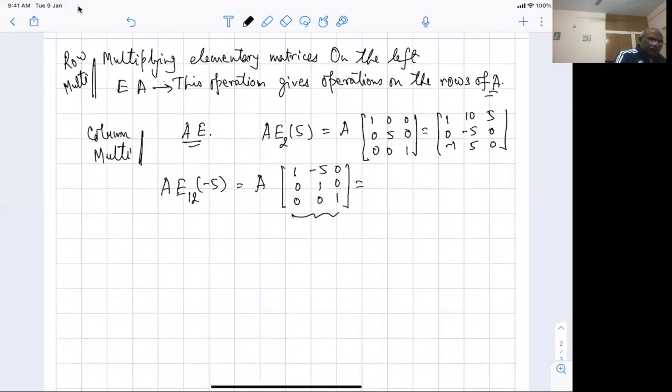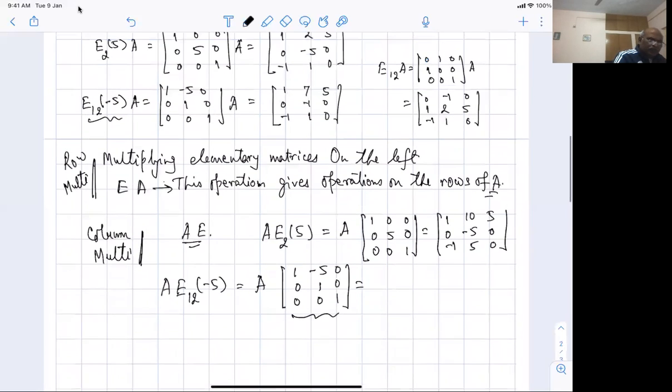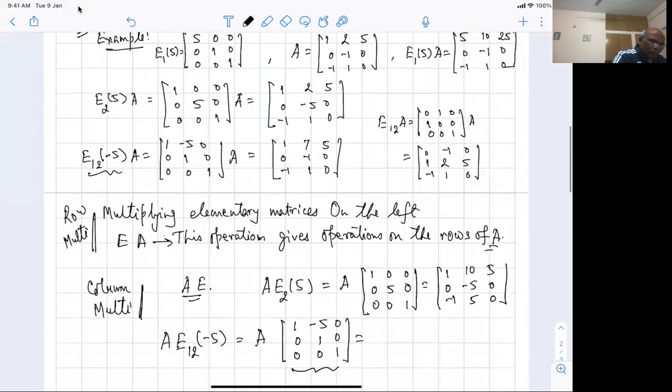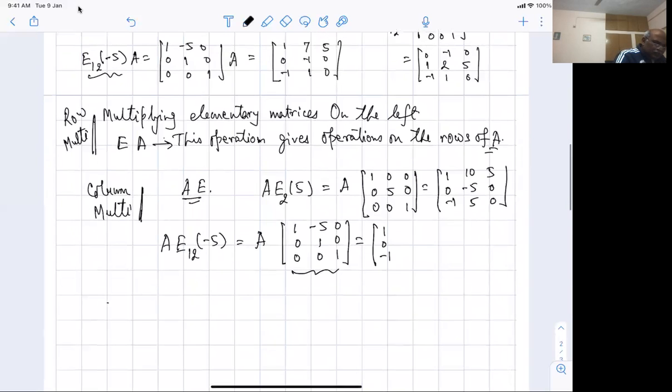So this is equal to the first row will remain, the first column will remain the same. So the first column is 1, 0, minus 1. Fine. Minus 5 times the first column plus 1 times the second column. So the first column is multiplied by minus 5. So let me write here. Minus 5, 0, 5. This is minus 5 times the first column of A.